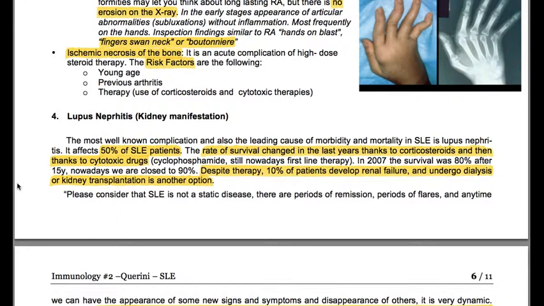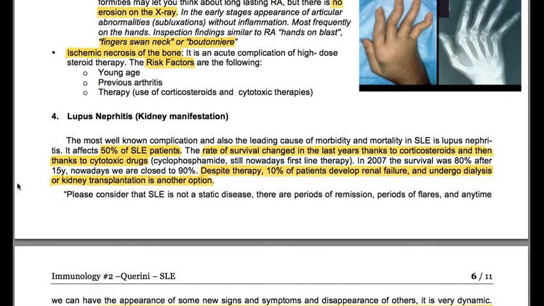Cyclophosphamide is still nowadays first-line therapy. In 2007, the survival was 80% after 15 years. Nowadays, we are close to 90%. Despite therapy, 10% of patients develop renal failure, and dialysis or kidney transplantation is another option.